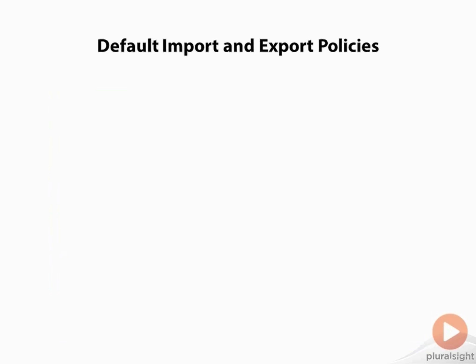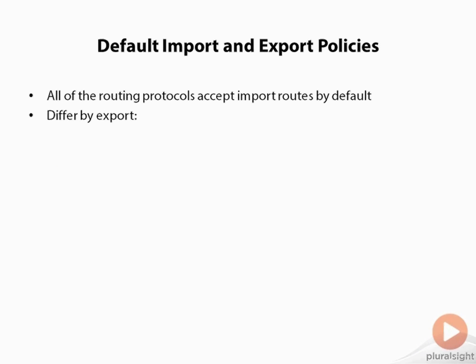Something that you should know is the default routing actions. These routing actions are referred to as default import and export policies. This is what the protocols do with incoming and outgoing routes by default. All of them accept import routes by default, but they vary on export.